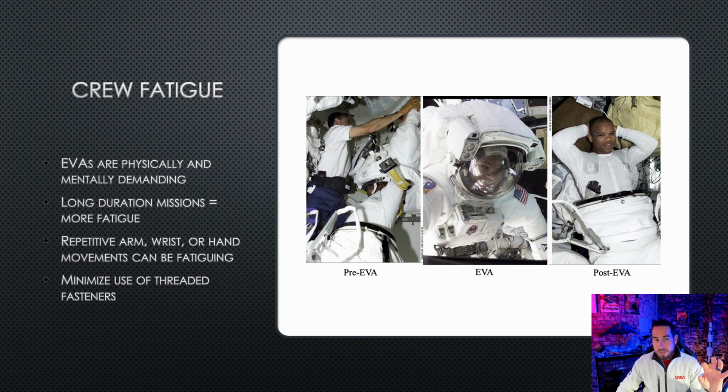One way to overcome this is to minimize the use of threaded fasteners that require repeated fine motor control and manipulation to get them screwed in, to insert or remove them. Minimizing any continuous torque applications and minimizing extended gripping functions are all ways to help protect the astronaut's health and their strength on an EVA.